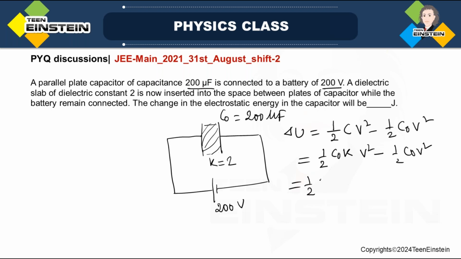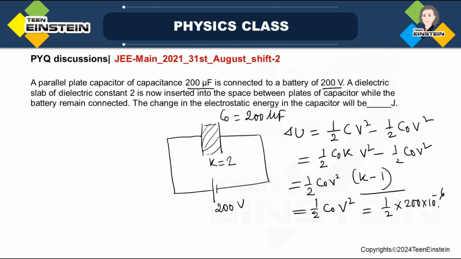Now half C0 V square into K minus 1. This K is 2 given, so this will be 1. So half C0 V square will be the change in the electrostatic energy. So how much is that? Half C0 is actually 200 microfarad, and V is 200 whole square. So in joule, I have to find out, this will be in joule.